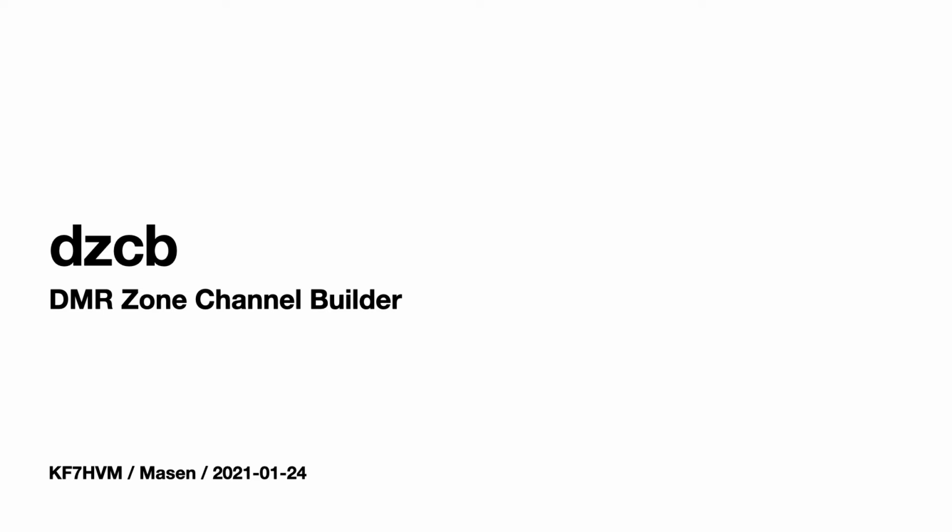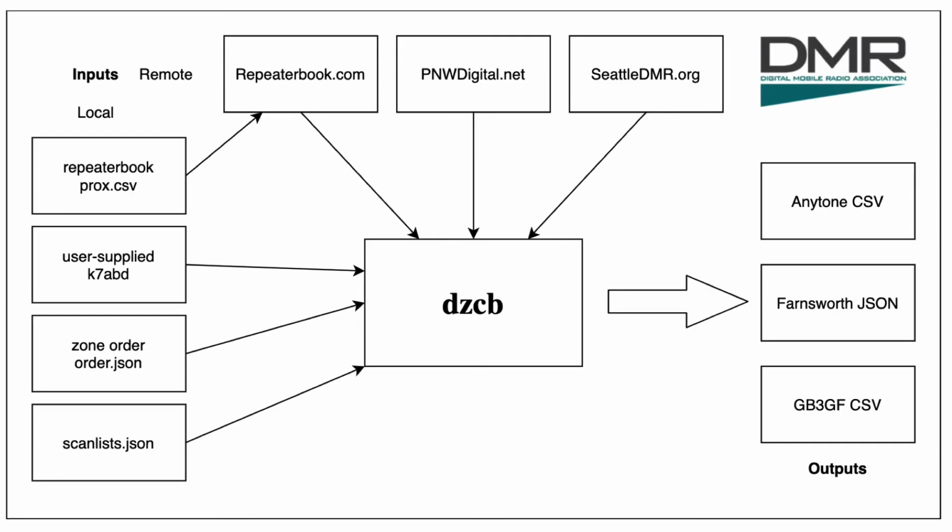DZCB, initials for DMR Zone Channel Builder, is a code plug generator written in Python targeting DMR radios such as the TYT MD-UV380, Anytone 878, and Radioddity OpenGD77, among others.